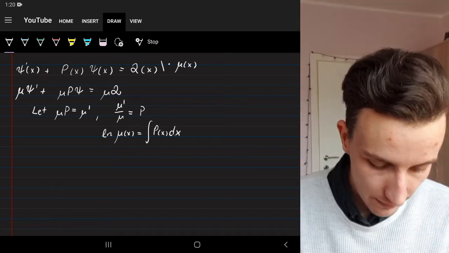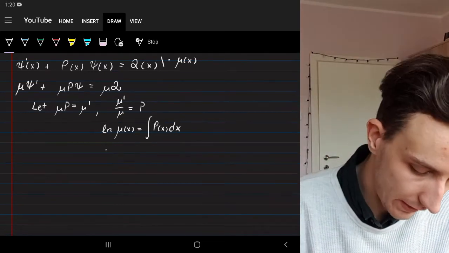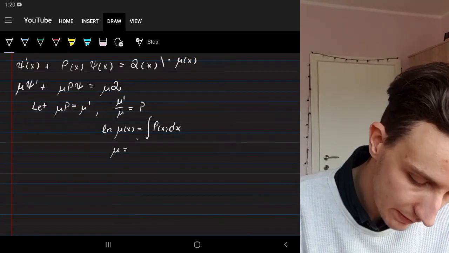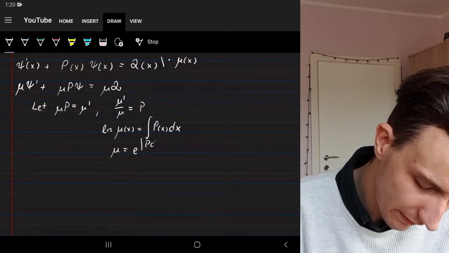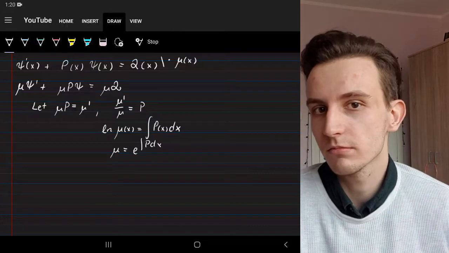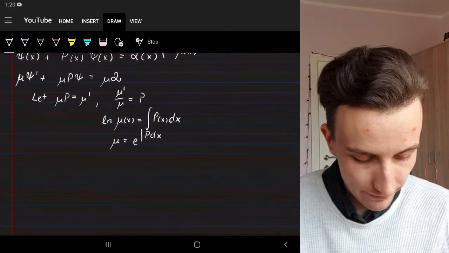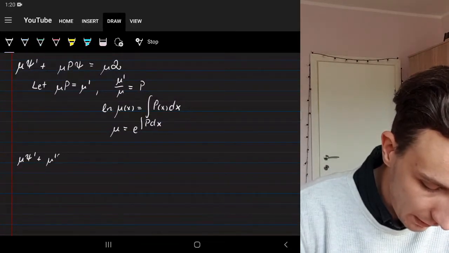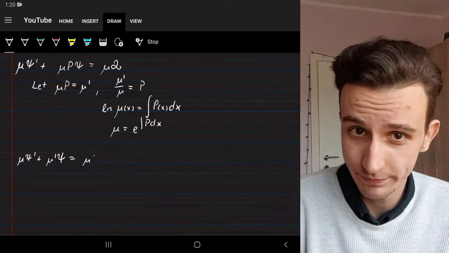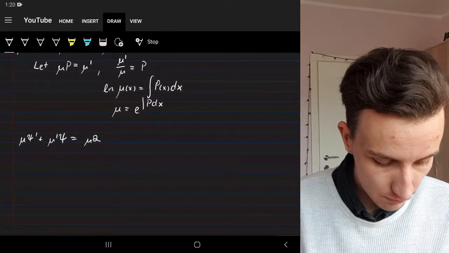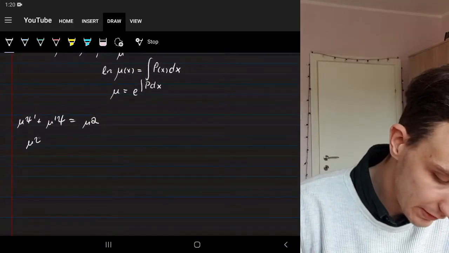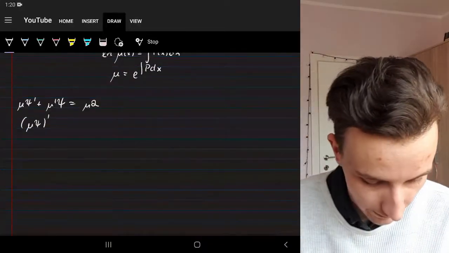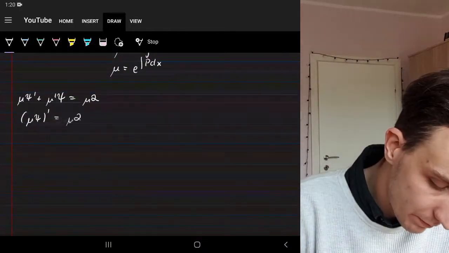Simple. Or I could exponentiate both sides and get mu is equal to e to the integral of p dx. There we go. So that's what we multiplied by. And if that holds, then what we have is mu psi prime plus mu prime psi equals mu q. But mu psi prime plus mu prime psi is just mu psi all prime, right? It's a product rule, Leibniz rule, whatever you want to call it, is equal to mu q.